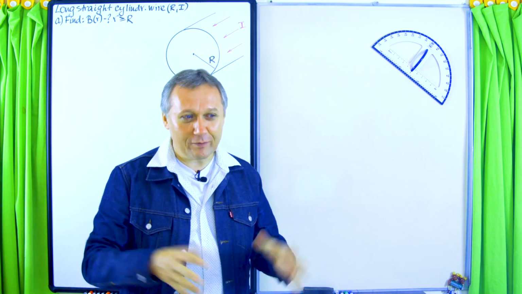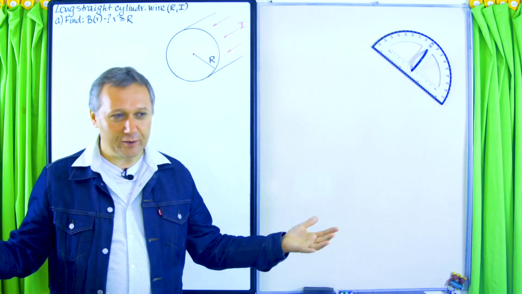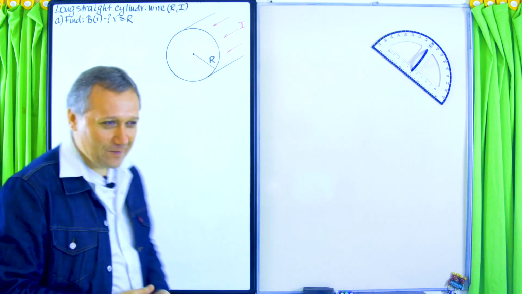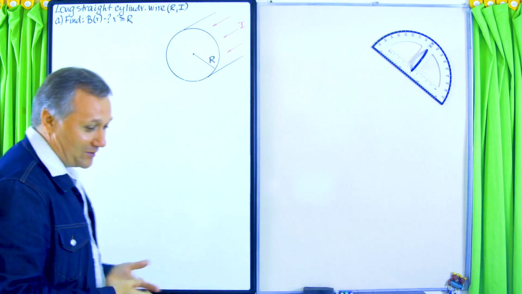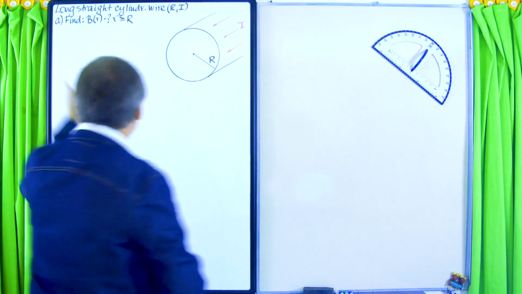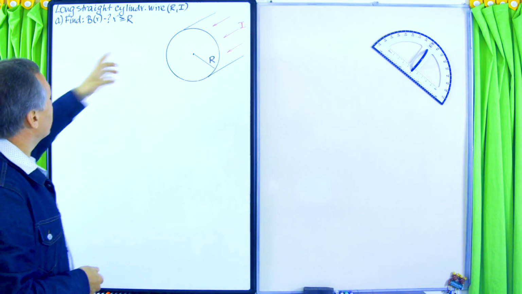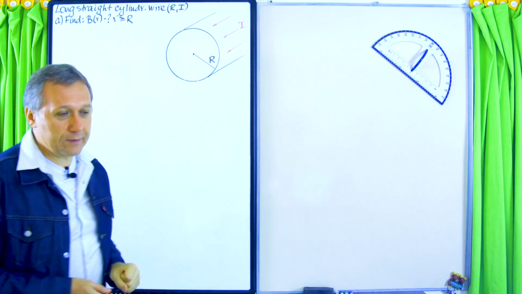So you just need to know, whenever a problem says long, it means infinitely long. If it's some large object, it's basically infinitely large. Large bucket just means basically ocean. So long means infinitely long. Straight, yeah, straight. All right, so then the radius of the wire is given.